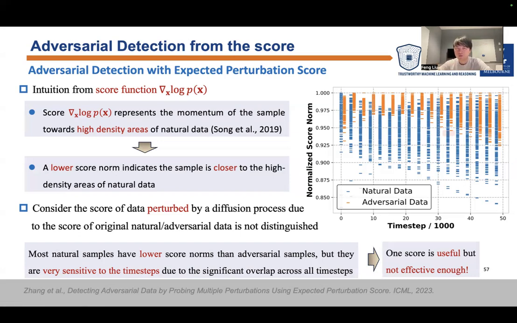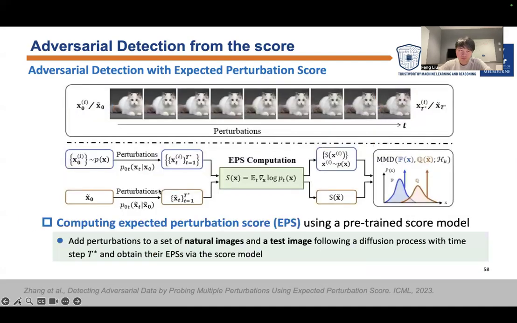So here is the main pipeline for this method. For different images, we always perturb the image and get a lot of perturbed images here. Then we compute the score norm for each perturbed image and take the average. So it's this expected perturbed score. Finally, we find that it's very useful to help us identify if this one is an adversarial example or a natural example.